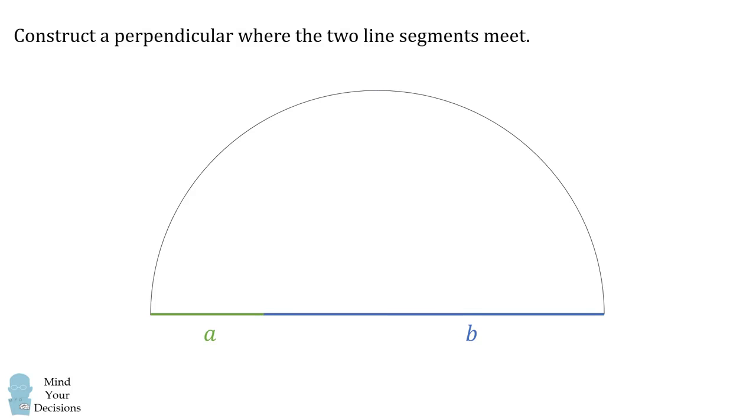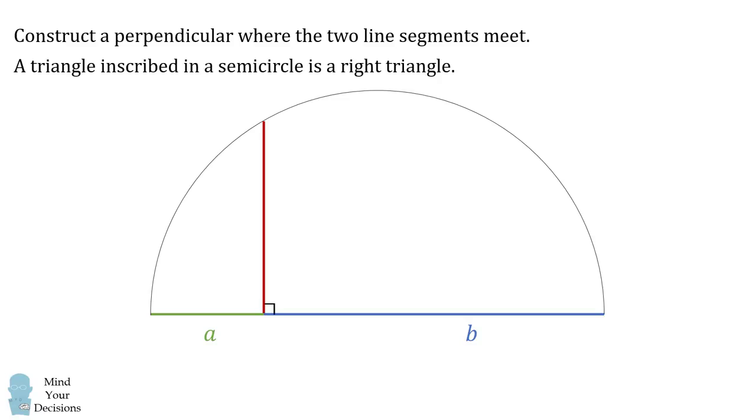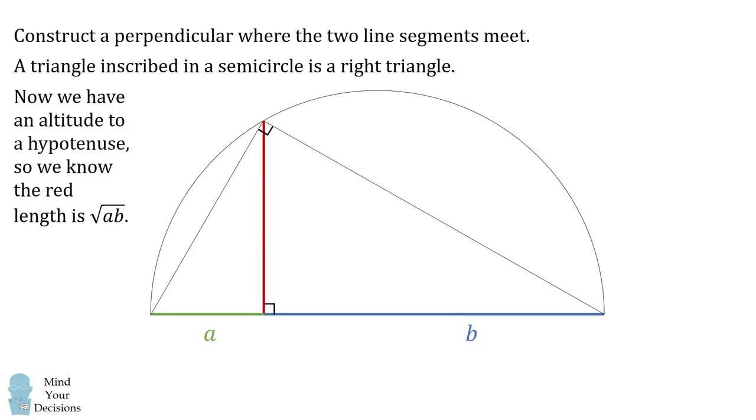Now let's construct the geometric mean. We'll construct a perpendicular where the two line segments meet. Now a triangle inscribed in a semicircle is always a right triangle. So we've constructed an altitude on a hypotenuse of a right triangle. Using those properties, we can deduce that the length of the red segment is equal to the square root of a times b, and this is the geometric mean.